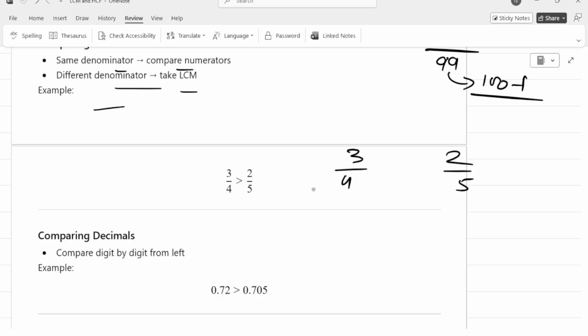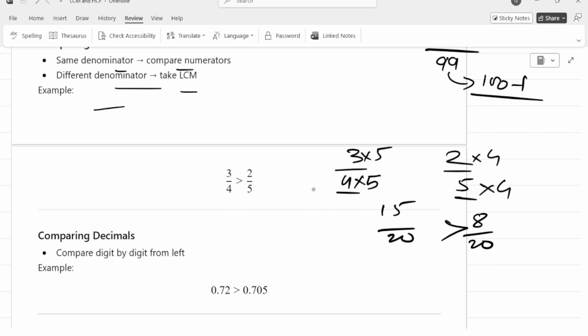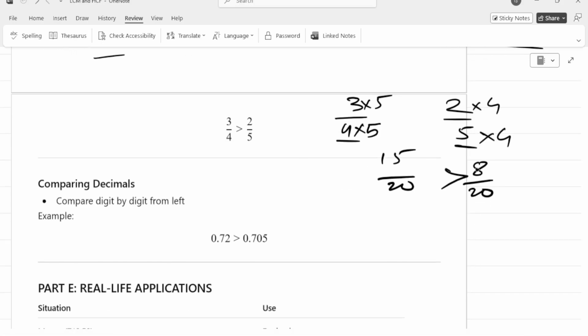So what we do, make the base equal. So here 5 and 4, so we just multiply by 5 to make the base equal. Here 5, just multiply by the base. 5 into 3 is 15 upon 20, and 4 into 2 is 8 upon 20. So what number is greater? 15 is greater. So 15 upon 20 is greater. That means 3 upon 4 is greater than 2 upon 5.